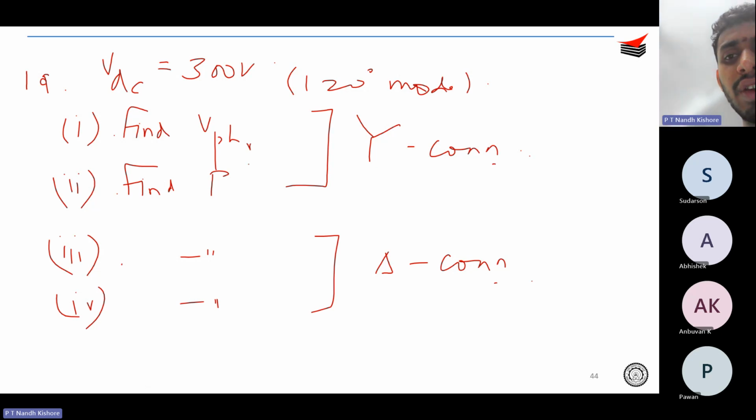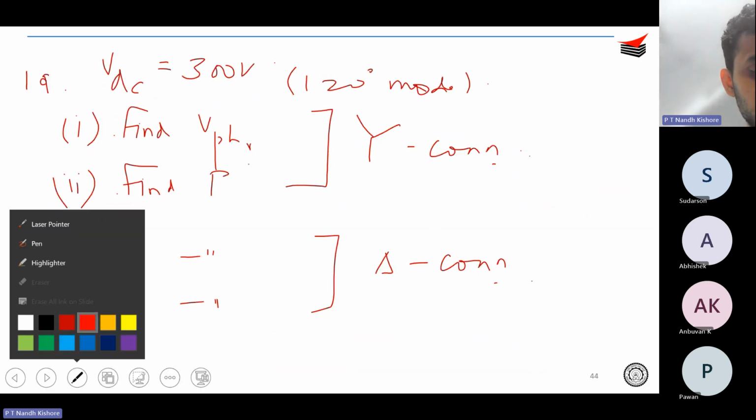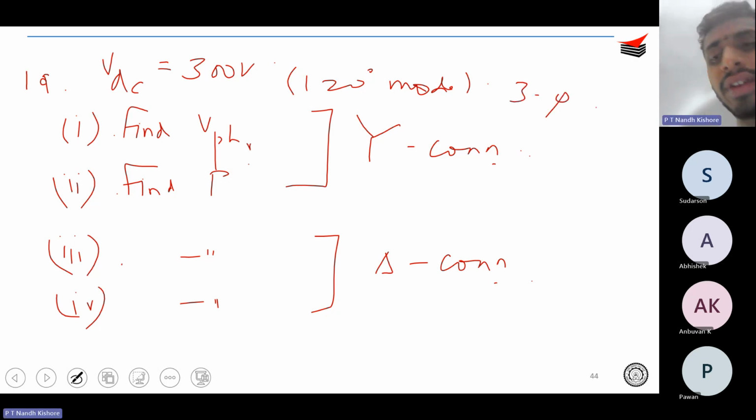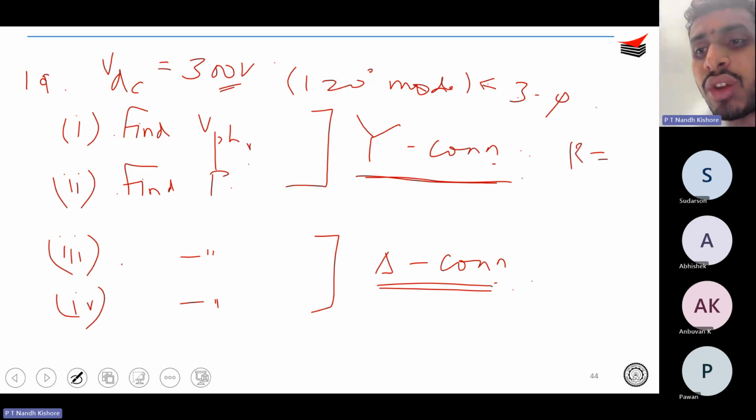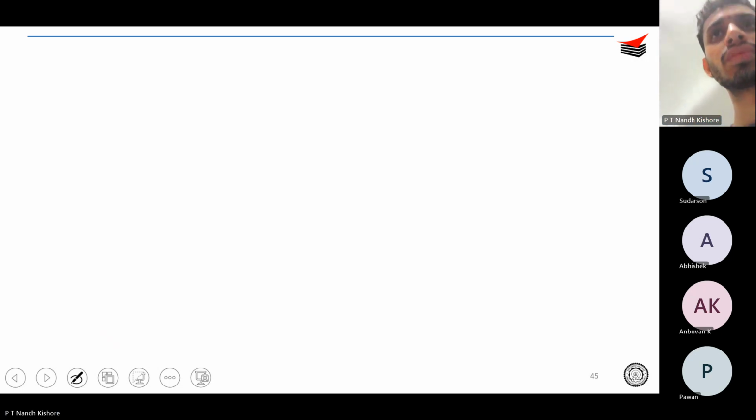You have a three-phase full bridge inverter operating in the 120-degree mode with a VDC of 300 volts. The question is to find the V phase RMS and then find the output power, and this should be done for Y connection and delta connection of the load. The load resistance is 10 ohms. So assume 120-degree conduction and solve.